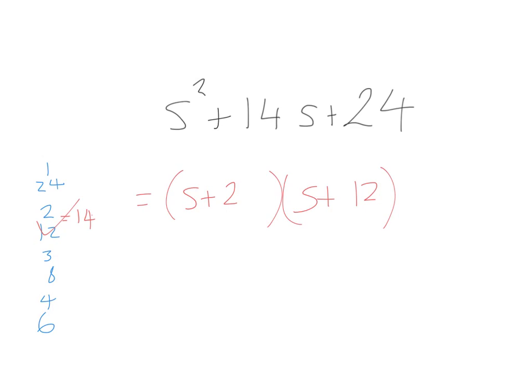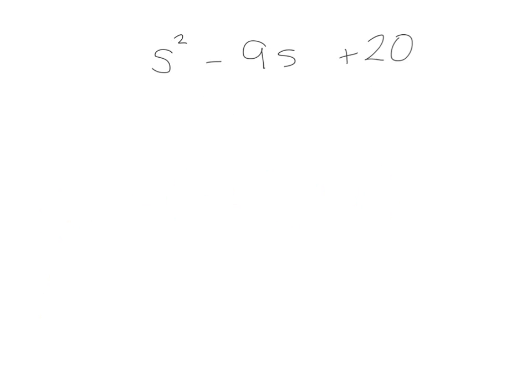What I'd hope you would notice here from this example and the previous example is that if we've got a plus here and a plus here, that means in the brackets it's going to be pluses. It's going to be something plus a number, something plus a number. So if they're both pluses, everything is going to be positive.